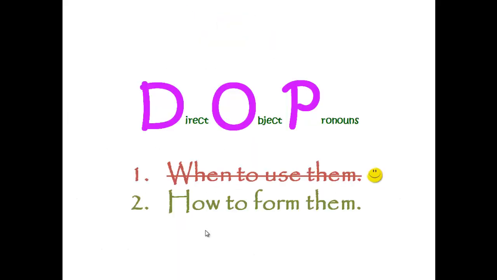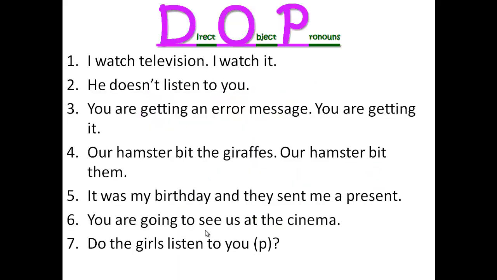So, what we're going to do now is we've looked at how to form them, so we're going to look at a couple of sentence examples here. To do this properly, you will need to access wordreference.com. It's a free online bilingual dictionary. Just type in wordreference, all one word, .com, and use that to get some of the vocab like television, error message, hamster, giraffe. Great website to use.